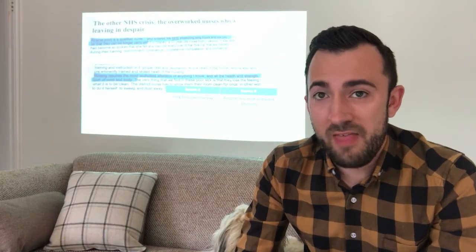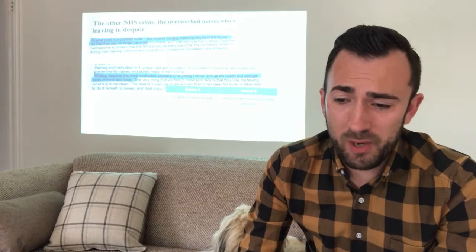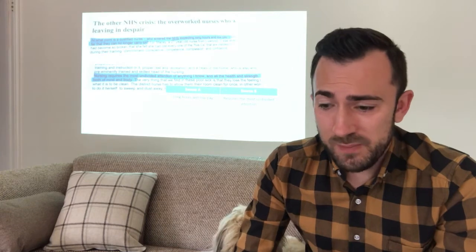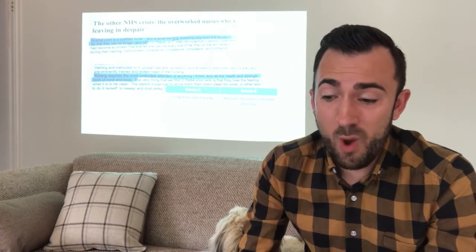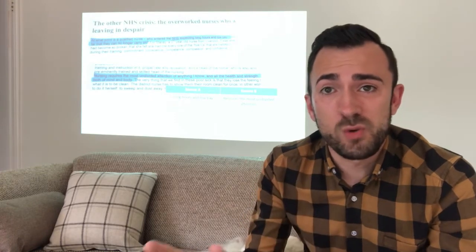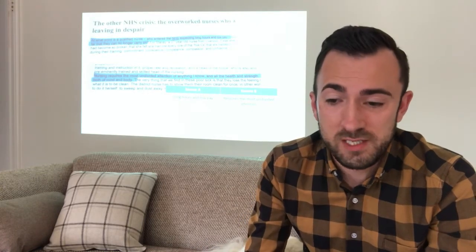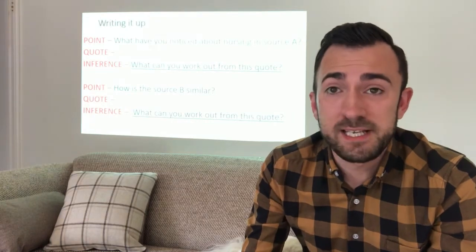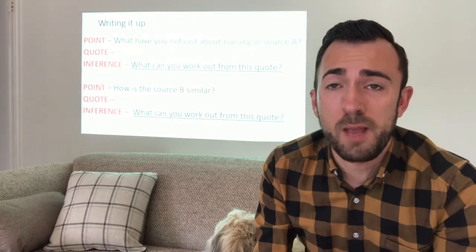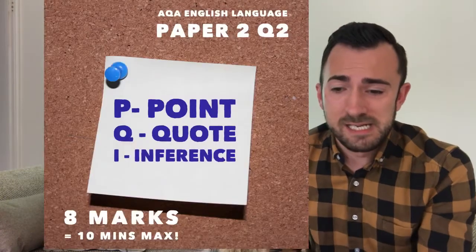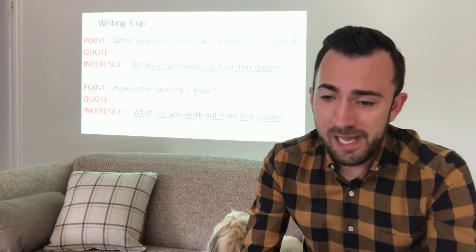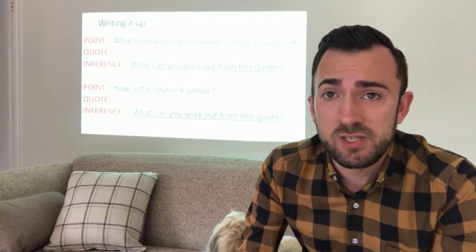So assuming we've done that then, I've done it too, and I've found a couple of quotes. I've realised in source A, they talk about the long hours and low pay. In source B, they talk about how nursing requires the most undivided attention. And I've highlighted quotations from both sources that help me to work out the importance of nursing. So writing it up then, rather than a what, how, why, this time I'm going to use a PQI, point, quote, inference, point, quote, inference. We've only got 10 minutes, so the chances are we might only get through 1 of those, but hopefully we might get through 2. The point, what have you noticed about nursing in source A?